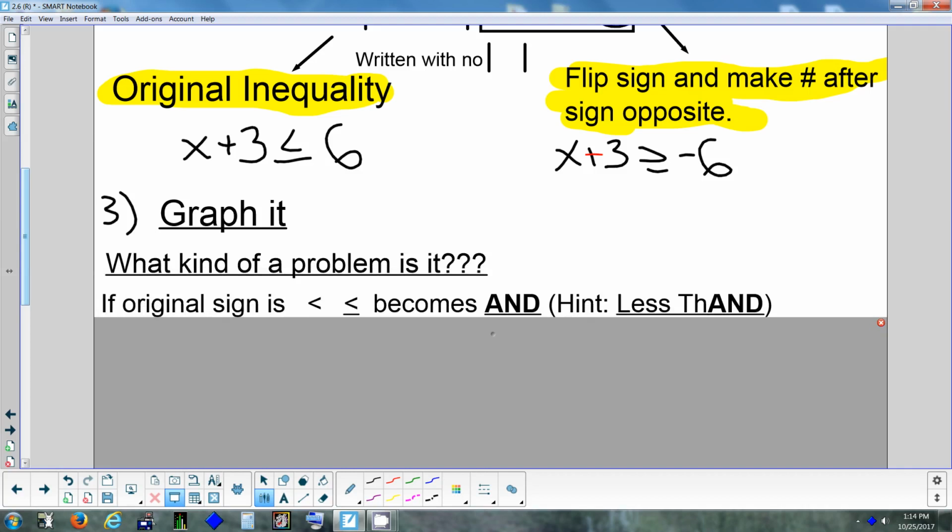Mallory, what are these two signs? Less than or less than or equal to. It's going to become an and problem. It should be separated by the word and. You don't have to write it the other way with the X in the middle. Do it this way. It's going to be easier. And the hint we tell you guys is think less than. If it's a less than or less than or equal to, it's a less than. That's one way to think of it.